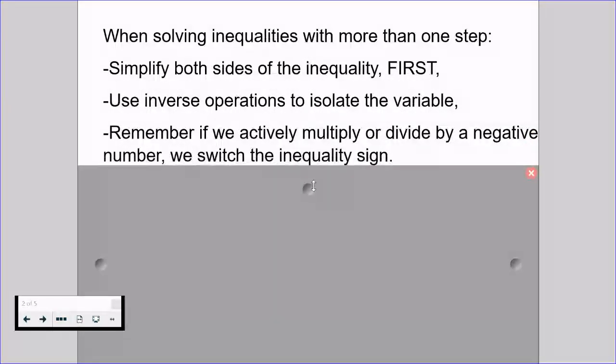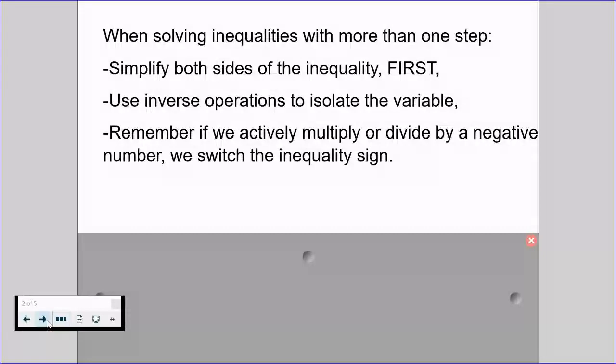And a quick reminder, if we are actively multiplying or dividing by a negative number on both sides of the inequality, we switch the inequality sign. That is if we're multiplying or dividing by a negative number to get rid of that coefficient or get rid of the fraction that's with our variable. If that number is negative, we flip the inequality sign. We have to remember that we need to do that because that's really the major change between solving two and multi-step equations and two and multi-step inequalities. So let's go through an example.